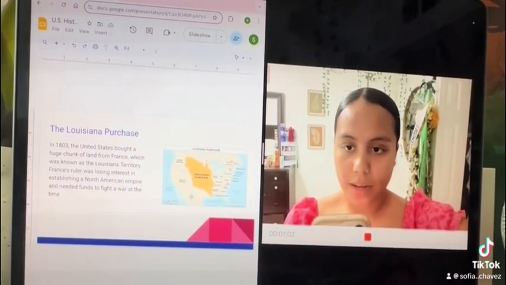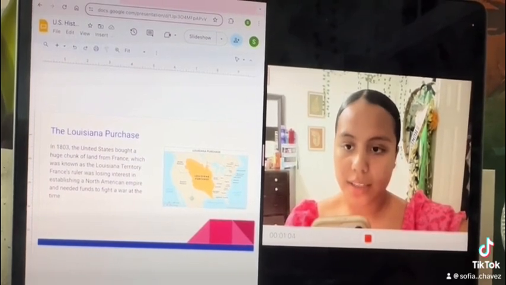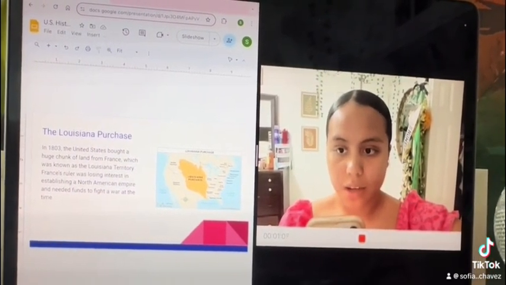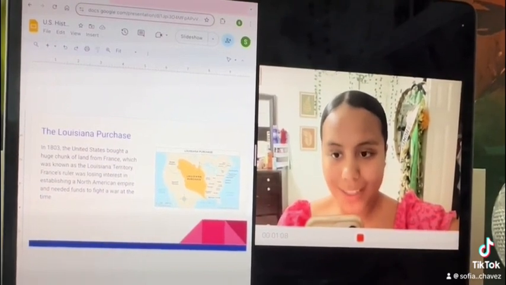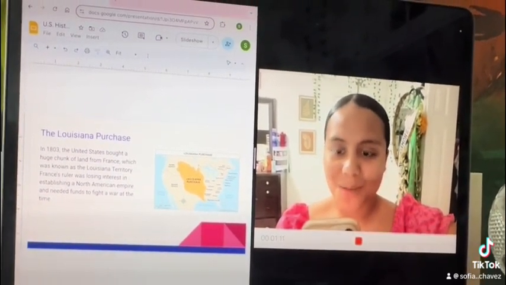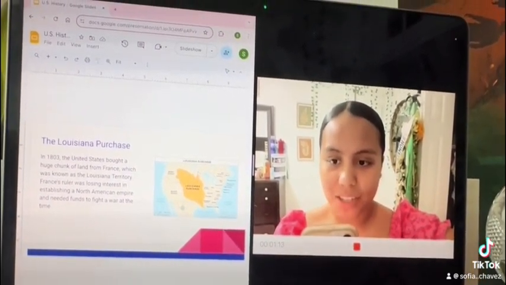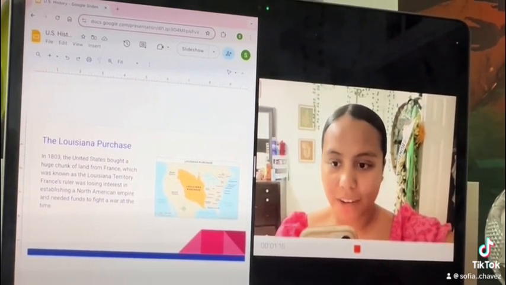The Louisiana Purchase. In 1803, the United States bought a huge chunk of land from France, which was known as the Louisiana Territory. France's ruler was losing interest in establishing a North American empire and needed funds to fight a war at the time.